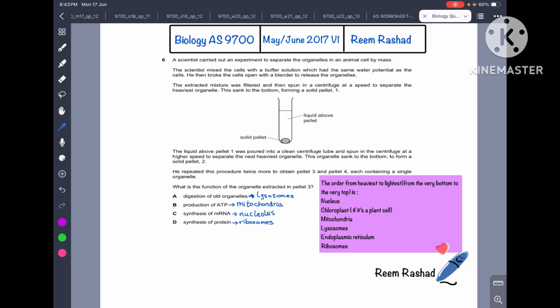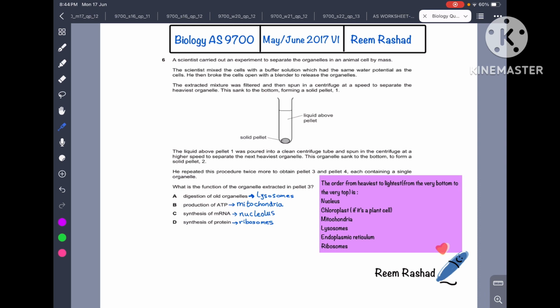This sank to the bottom, forming a solid pellet 1. The liquid above pellet 1 was poured into a clean centrifuge tube and spun in the centrifuge at a higher speed to separate the next heaviest organelle. This organelle sank to the bottom to form a solid pellet 2. He repeated this procedure twice more to obtain pellet 3 and pellet 4, each containing a single organelle.